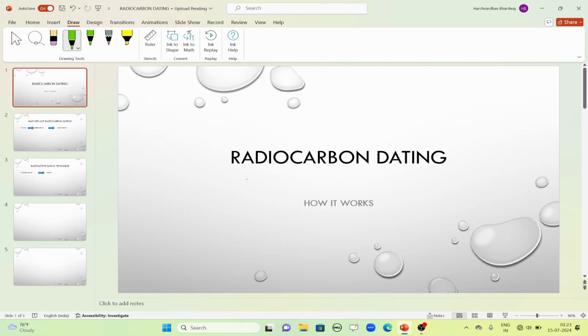Today, our topic of discussion is radiocarbon dating, or carbon dating. Basically, radioactive substances decay at a rate that we can determine, and we can use them to discover how old objects and materials are. We're going to discuss in detail how it actually works.